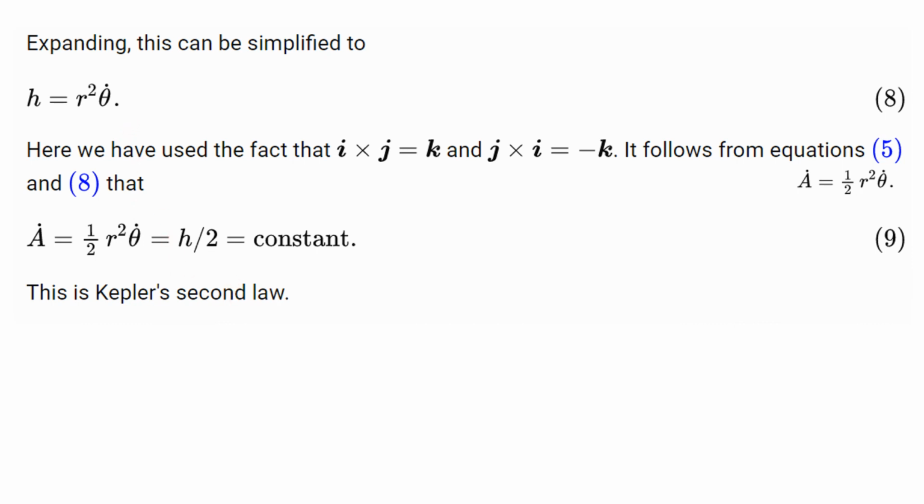But h was a constant vector, so its magnitude is constant, so the derivative with respect to time is constant. That means that the change in area with respect to time is a constant. That means the change in area in equal times is a constant. This is Kepler's second law.